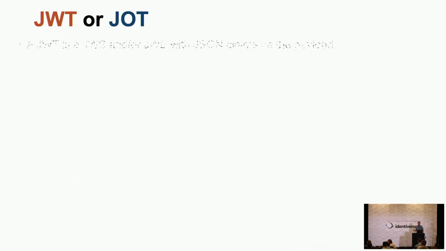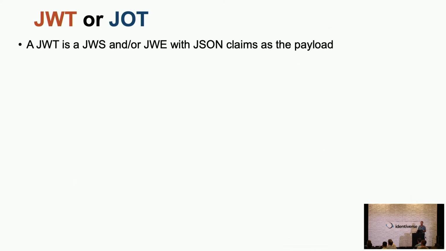Anyway, JWT. A JWT itself is a JWS and/or a JWE with JSON claims as the payload inside it. That's really the only thing above it that's any different. The payload is just this JSON that has certain semantics.